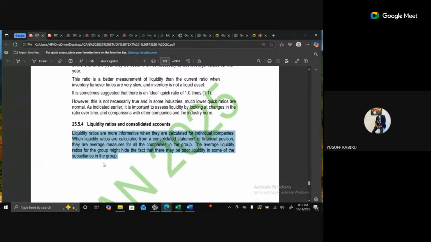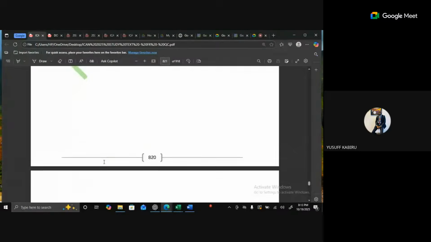Simply put, for a group company, it makes more sense for you to calculate the liquidity ratio for group A and group B separately, so that you would be able to clearly see the liquidity position of each of the subsidiaries. Because if you use the consolidated figure to calculate the liquidity ratio, what you would have is the average, right? And that would not help you to see the actual liquidity position of each of the individual subsidiaries. So that's basically what they are saying here.